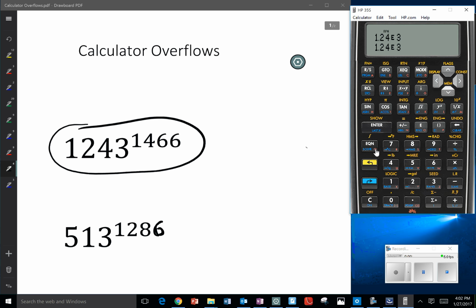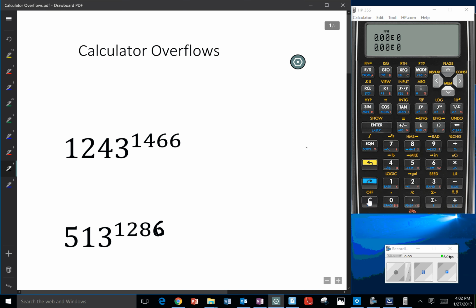1,243 enter to the 1,466 power, you will get overflow, and then it'll flash over to 1 times 10 to the 500th. That's not the actual answer. What that's doing is the calculator is saying that's as close as it can get. So what we're going to have to do is learn how to take care of these kind of problems.